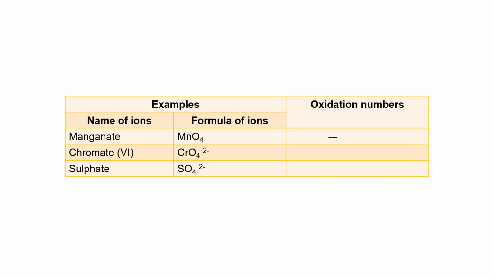Okay, the oxidation number for the chromate ion is equal to negative 2. And the oxidation number for the sulfate ion is equal to negative 2. The oxidation number here shows the sum of the oxidation numbers of the whole ion. For a polyatomic ion, for example MnO4 minus, the minus does not belong to the oxygen, but to the whole MnO4 ion. Right, don't get it wrong.